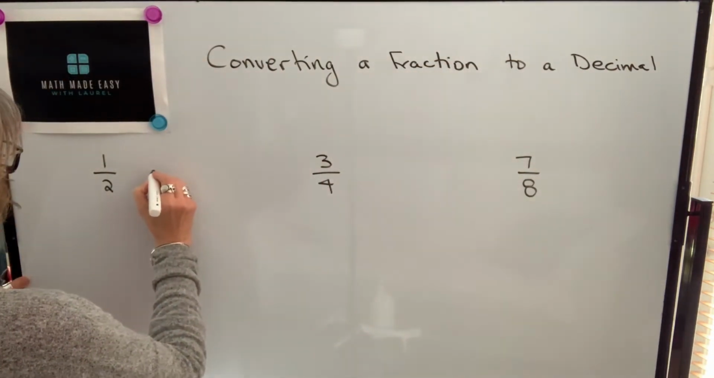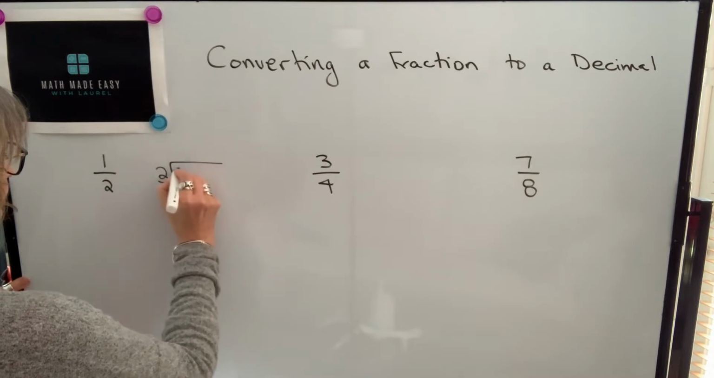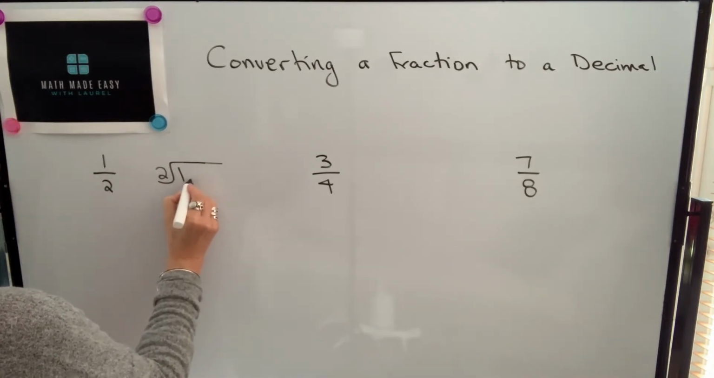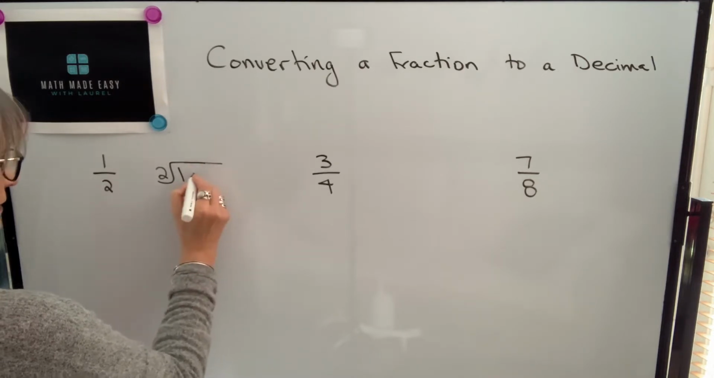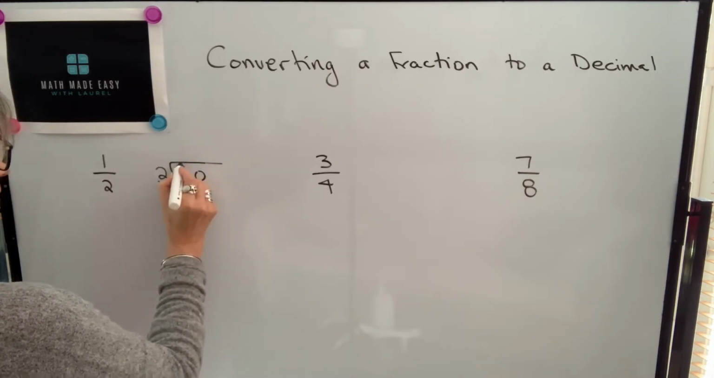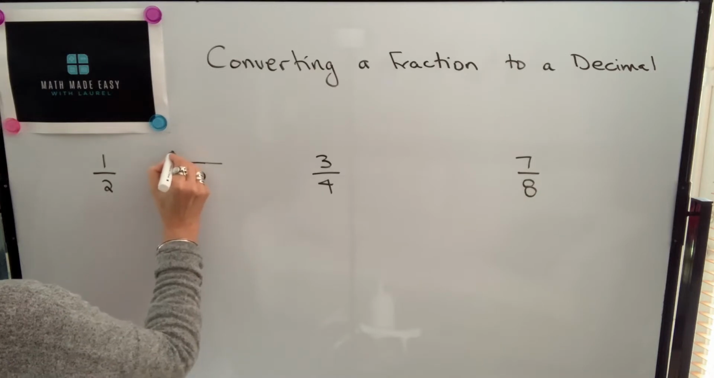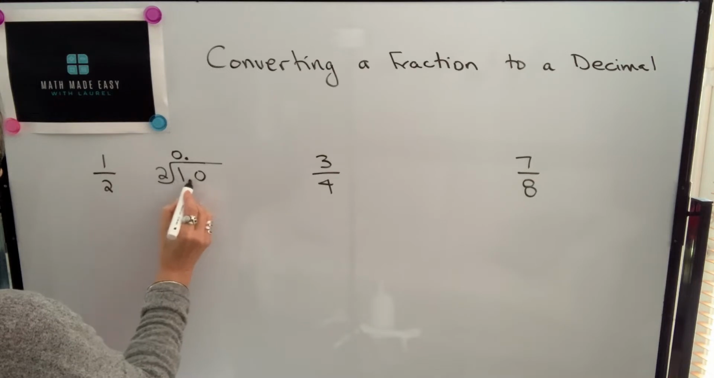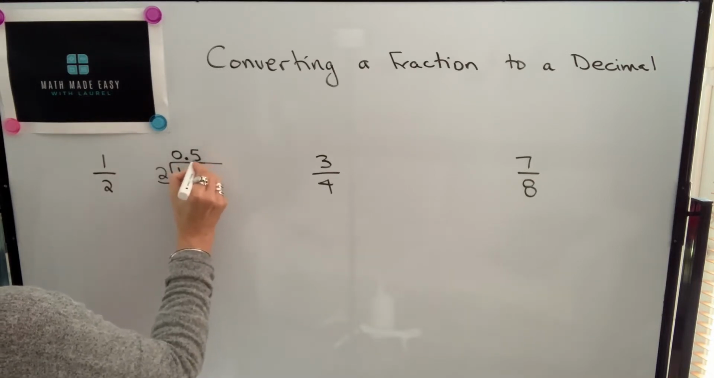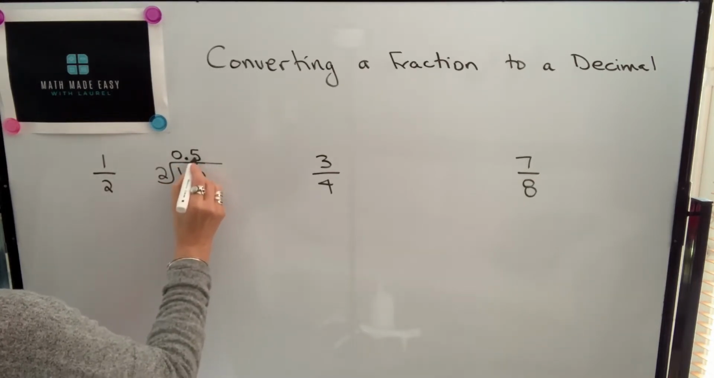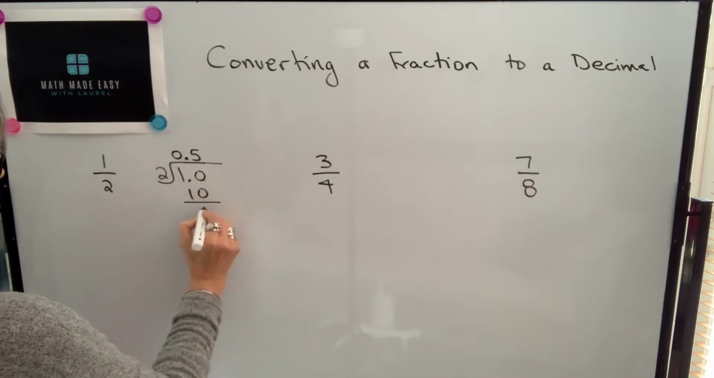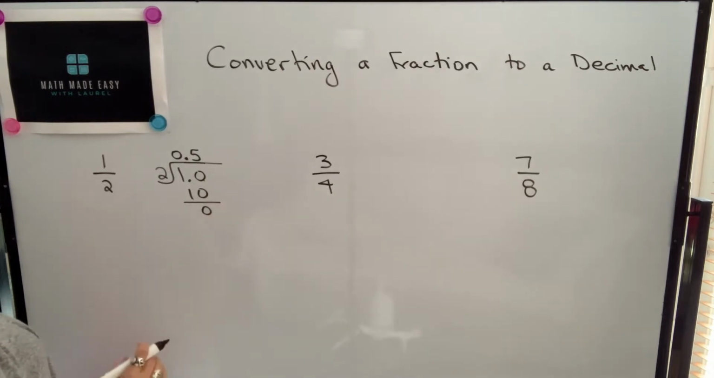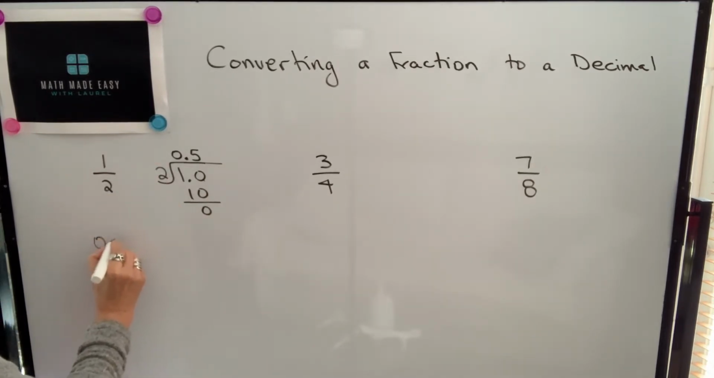So you would divide 2 into 1. 2 doesn't go into 1, so we need to put a decimal point and start going past the decimal point with our zeros. So 2 doesn't go into 1, we put a 0 here, and we put a decimal point. Then we can see that 2 goes into 10 5 times. So 2 times 5 is 10, we subtract, we get a 0. When we get a 0 and we don't have any other digits to bring down, we know that we're done. So 1/2 is equal to 0.5.